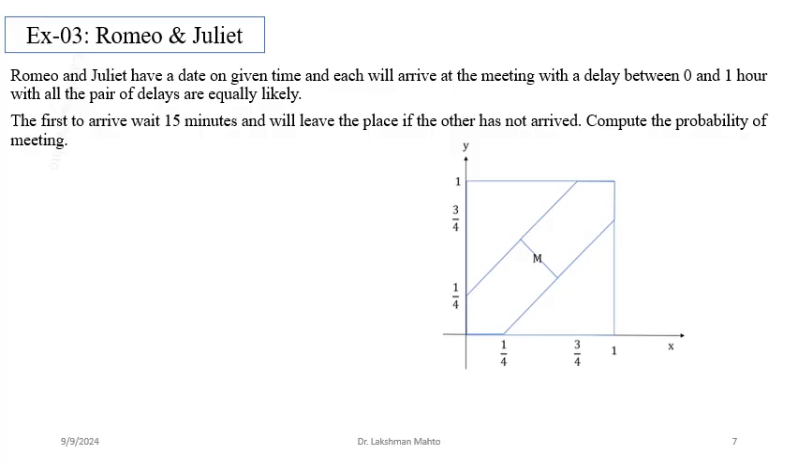The first to arrive will wait for 15 minutes and will leave the place if the other has not arrived. The first will wait for 15 minutes, then leave. Okay. You have to compute the probability of meeting. What is the probability of meeting? How will you compute that?